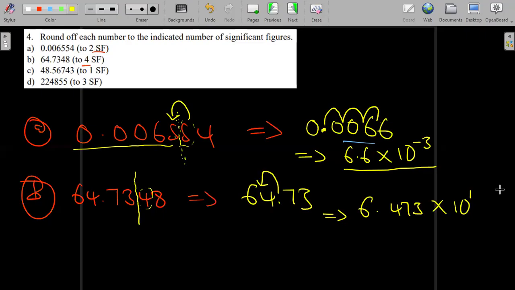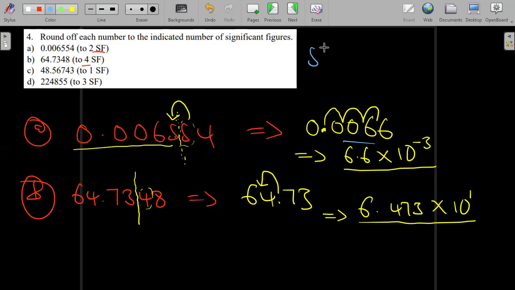If you move to the left, your power should be what? Positive, like that. Okay. So one thing I should mention on representing it in scientific notation like this is that the number that you have there should always be less than 10 but greater than 1. Okay, that's what scientific notation is. The number that should be there should be less than 10 but greater than 1.